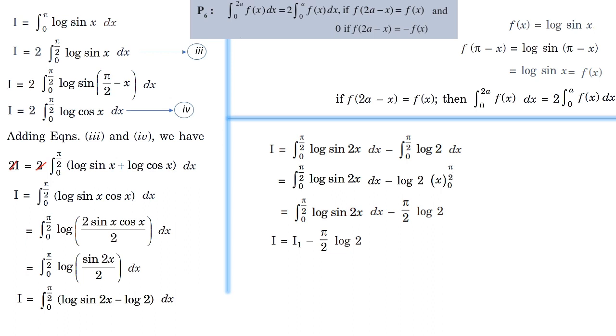So what we can do, this one we can write as I is equal to another integration we are going to do. So this one we can consider as I1 minus pi by 2 log 2. Mark it as equation number 5. And where I1, we have just removed this one and put I1. So I1 is equal to integral 0 to pi by 2 log sin 2x dx, this quantity. So this integration again we will do, and again we will come back to equation number 5 and we will substitute. That is what we are going to do here.